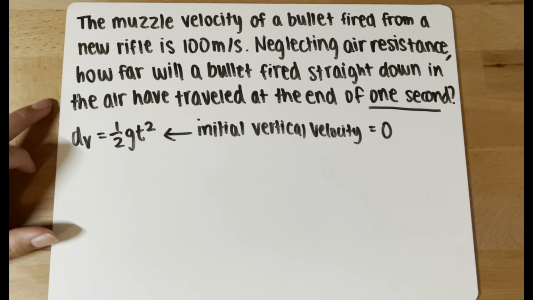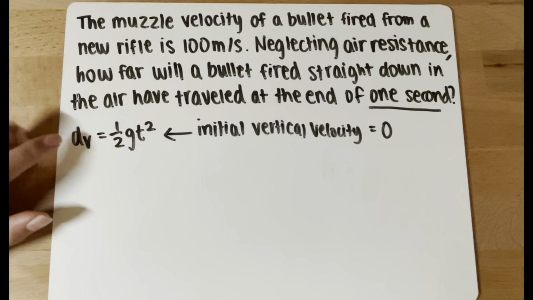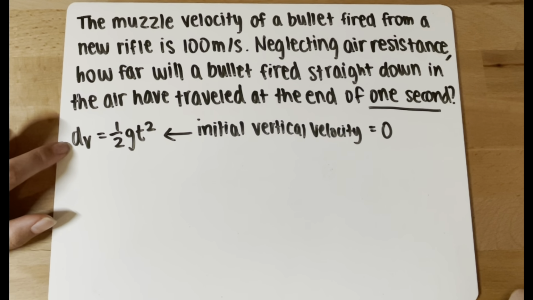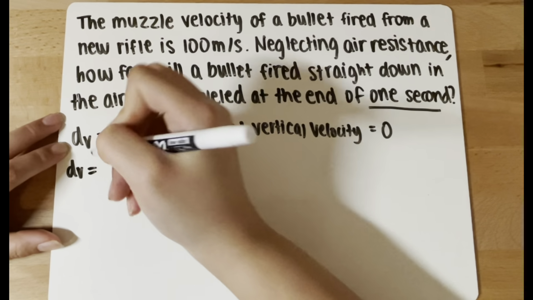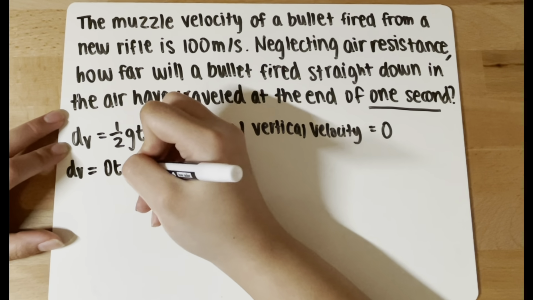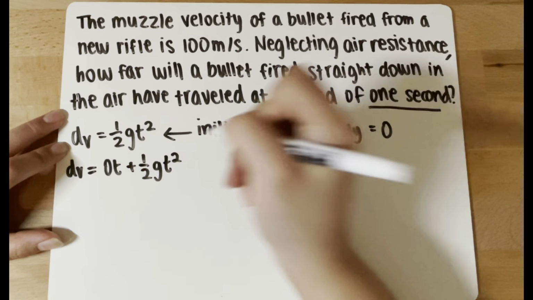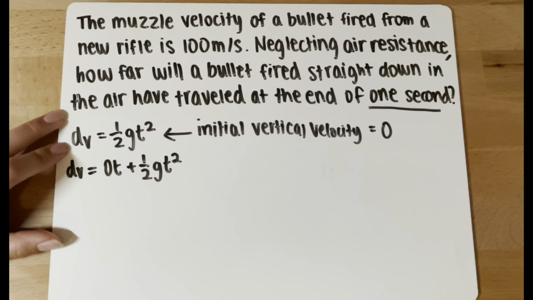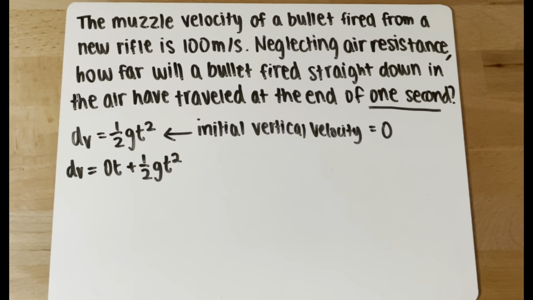The first step into solving this problem is to rewrite the formula to include velocity. And as we can see here in this formula, it does not have velocity. So in order to include velocity, our formula would now be dv equals 0t plus 1/2 g times t squared. And to clarify, g is the acceleration due to gravity and t is time.